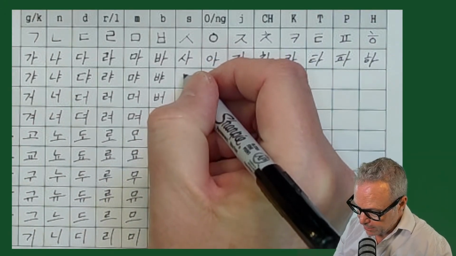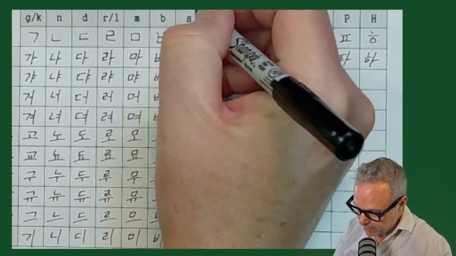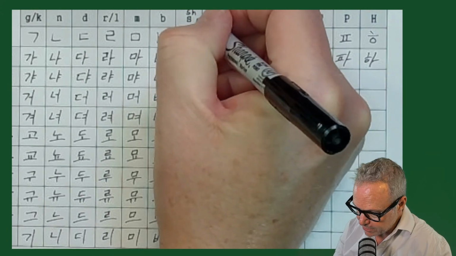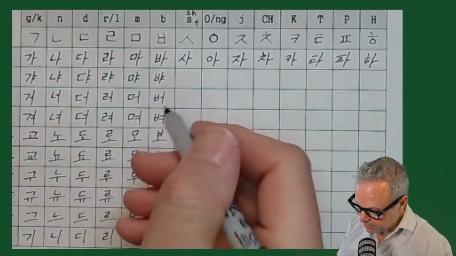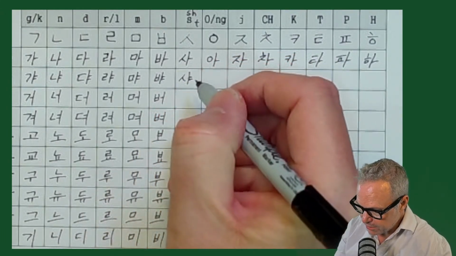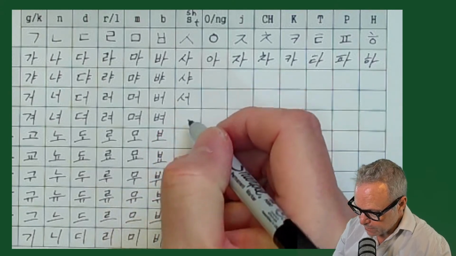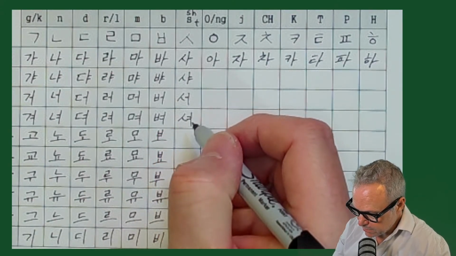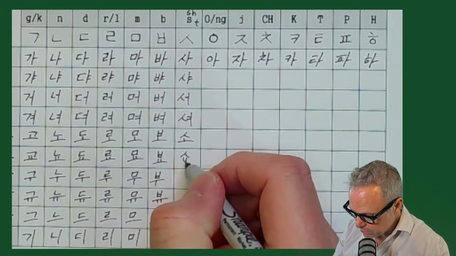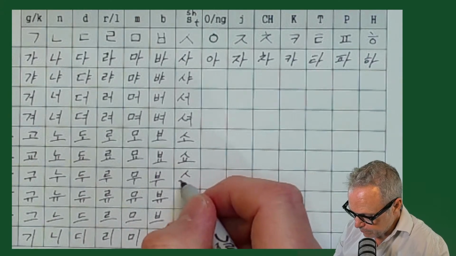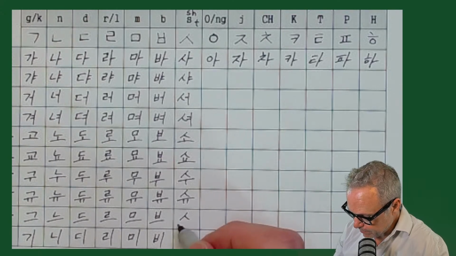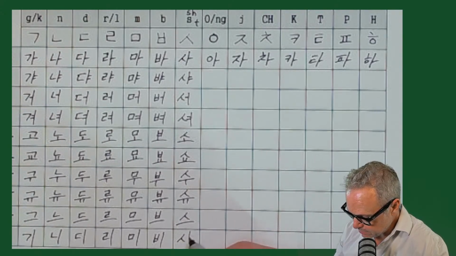Sa. Now here we're going to start to get to hear the other part of the S sound. Remember that it can make an SH sound. It can also make a T sound sometimes at the end of a syllable. But here we're going to hear the SH in some places. So we've got sa, sha, so, sho, su, shu, she.